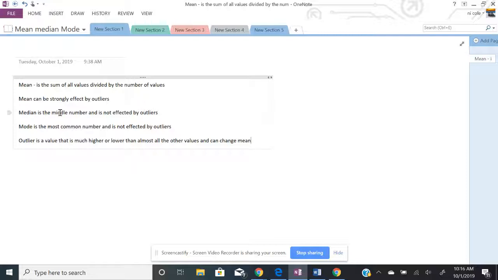Median is the middle number and is not affected by outliers, okay? So it is just that middle number. Your mode is the most common number, and it is also not affected by outliers. An outlier is a value that is much higher or lower than most of all your other values and can change our mean. Okay?